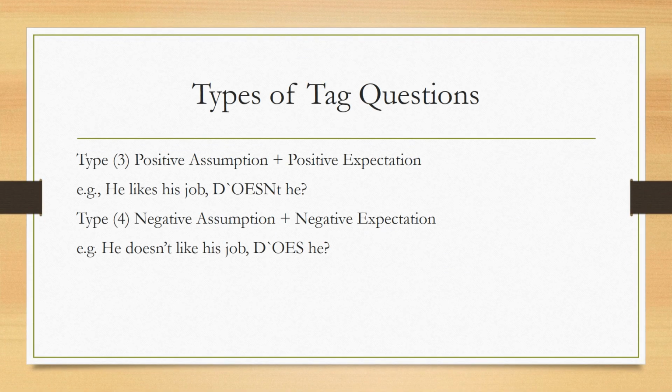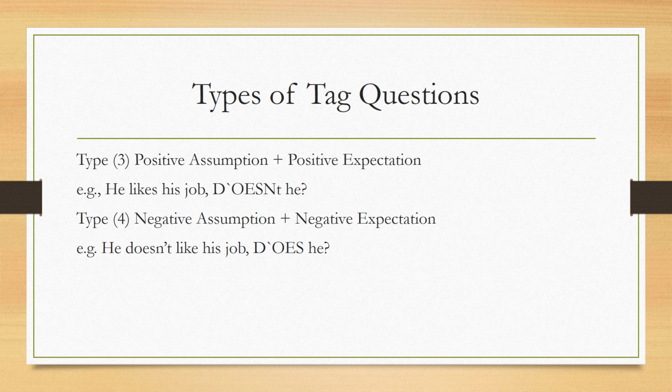Now, when we come to types number 3 and 4, we are going to see that they are similar in structure to types number 1 and 2, but different in tone. Okay, so type number 3 has a positive assumption, so the statement is positive, but the expectation, which is found in the question, is what is positive. What does it mean that the expectation is positive? This means the question is oriented to one answer only, which is positive, which is what? Yes, which is by yes.